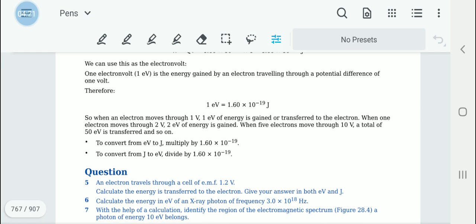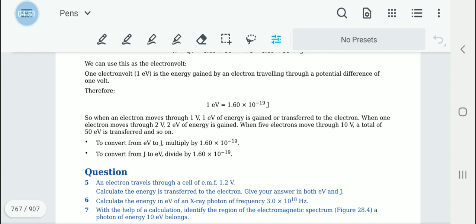Leave a line and write: When 1 electron moves through 1 volt, 1 electron volt of energy is gained. When 1 electron moves through 2 volts, 2 electron volts of energy is gained. When 5 electrons move through 10 volts, a total of 50 electron volts is transferred, etc.